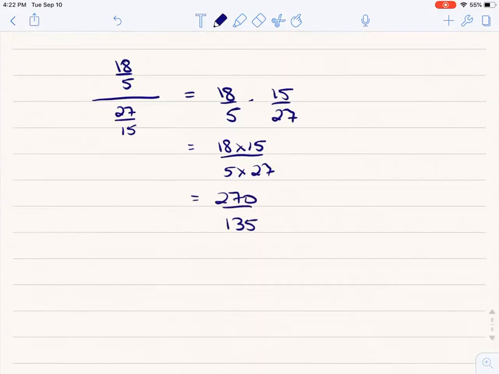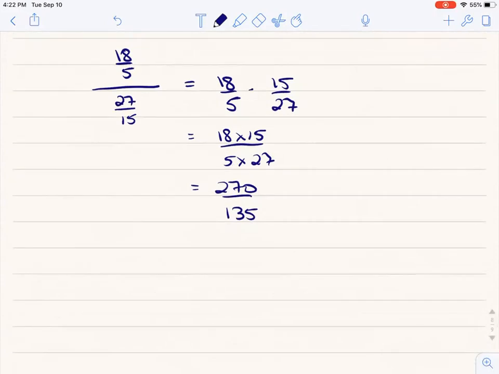270 over 135, which I always check on my calculator in case it's a whole number. In this case it is, so 270 divided by 135, womp womp, it's just 2. So that's multiplying and dividing fractions, which is actually easier than adding and subtracting fractions.